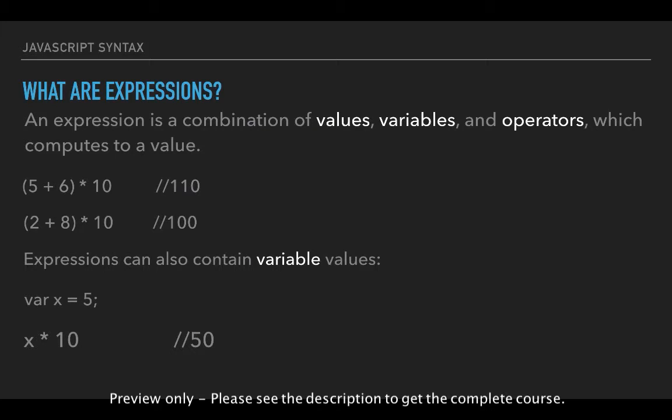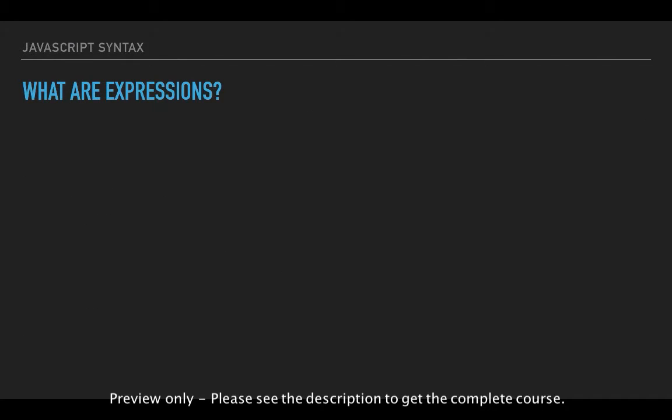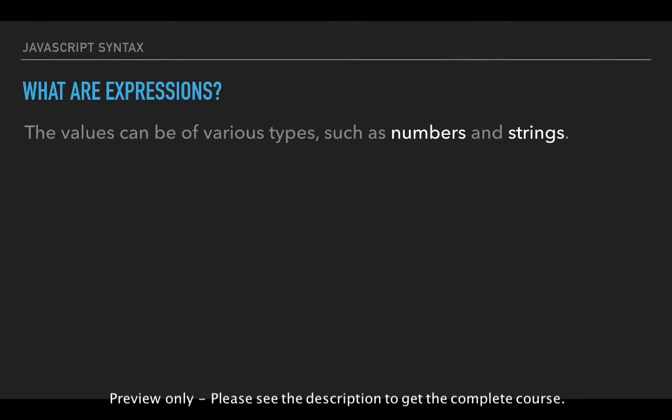So you see in this example, we used a variable and an operator and also a value 10 to compute the final result. The values can be of various types, such as numbers and strings. For example, "John" plus space plus "Doe". These are three different string values, and we can combine them using the plus sign, just the way we used it to add values, and the output would be John Doe.